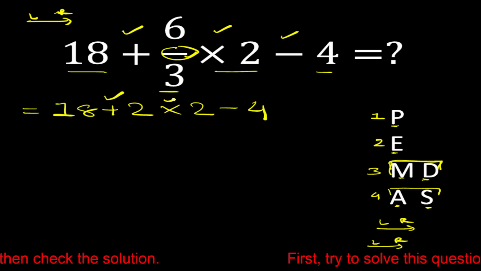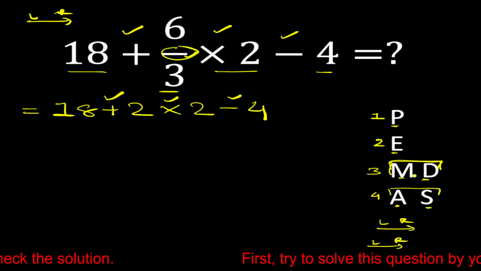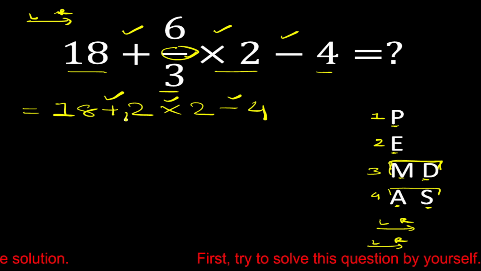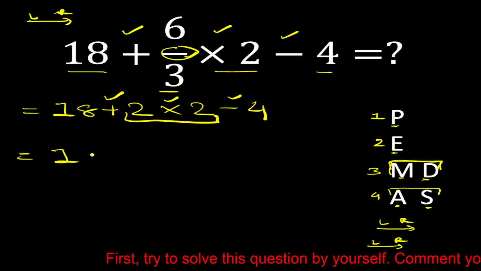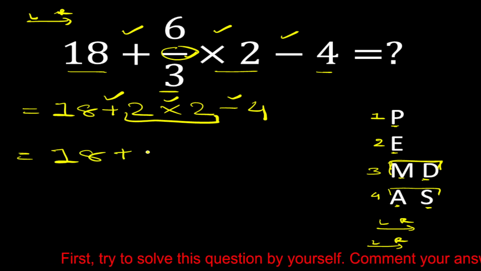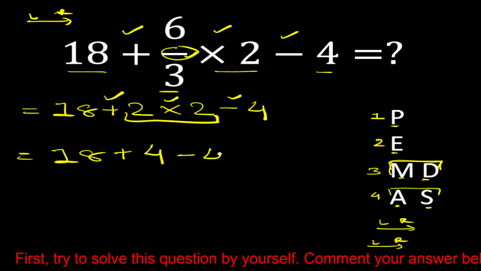Now we have one addition, one multiplication and one subtraction. So according to PEMDAS rule, first we have to solve this multiplication. So it is equal to 18 plus, now 2 multiplied by 2 is equal to 4, minus 4.